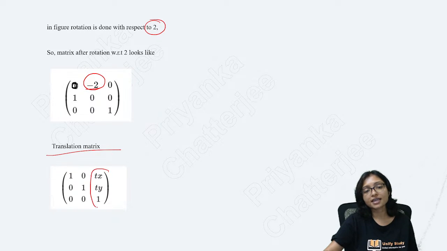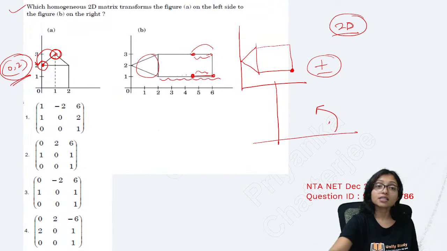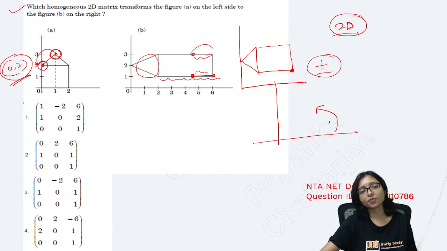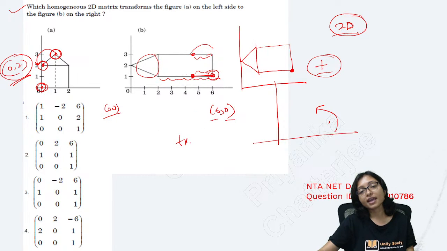Translation factor is Tx, Ty and 1. So how much translation happened here? For that you have to check. This point is shifted to here. Actually this point was at the 0, 0 position, but now this point is at the 6, 0 position. So this is my translation, and the translation factor will be Tx is 6 and Ty is 0.